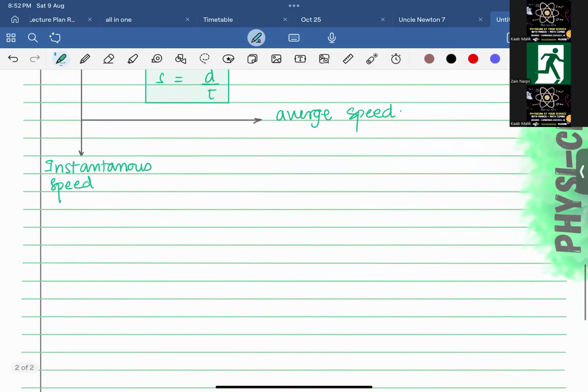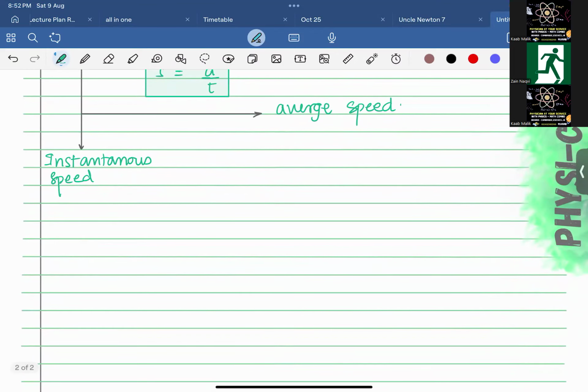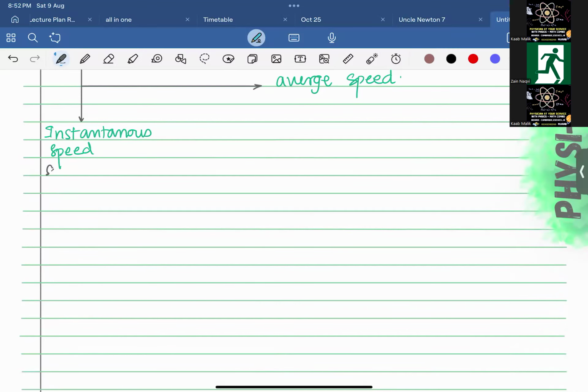So instantaneous speed is basically the speed at a point where you are. It refers to the specific speed at a specific time. This is a concept. So it is the speed at a specific position in time. Because it is instantaneous, it is a specific speed in time.